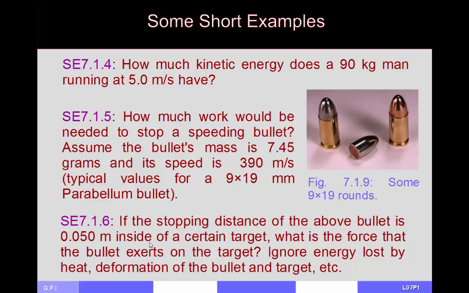Okay, and so a follow-up question to that previous question. Suppose that the target that this bullet stops inside is such that the bullet travels for 5 centimeters within the target before stopping. So the question is, how much force is being exerted on the target? And we're going to assume, for simplicity, that we don't need to account for any force or any work that's needed to deform the target, deform the bullet, etc.